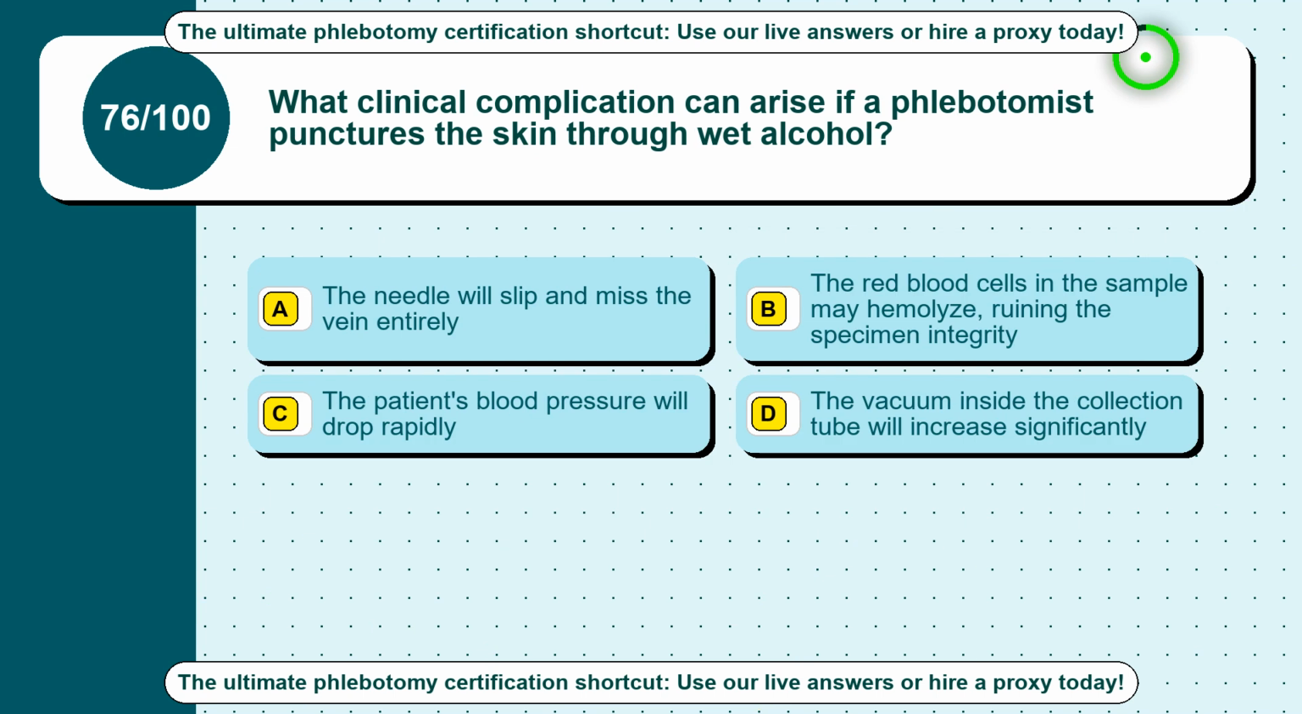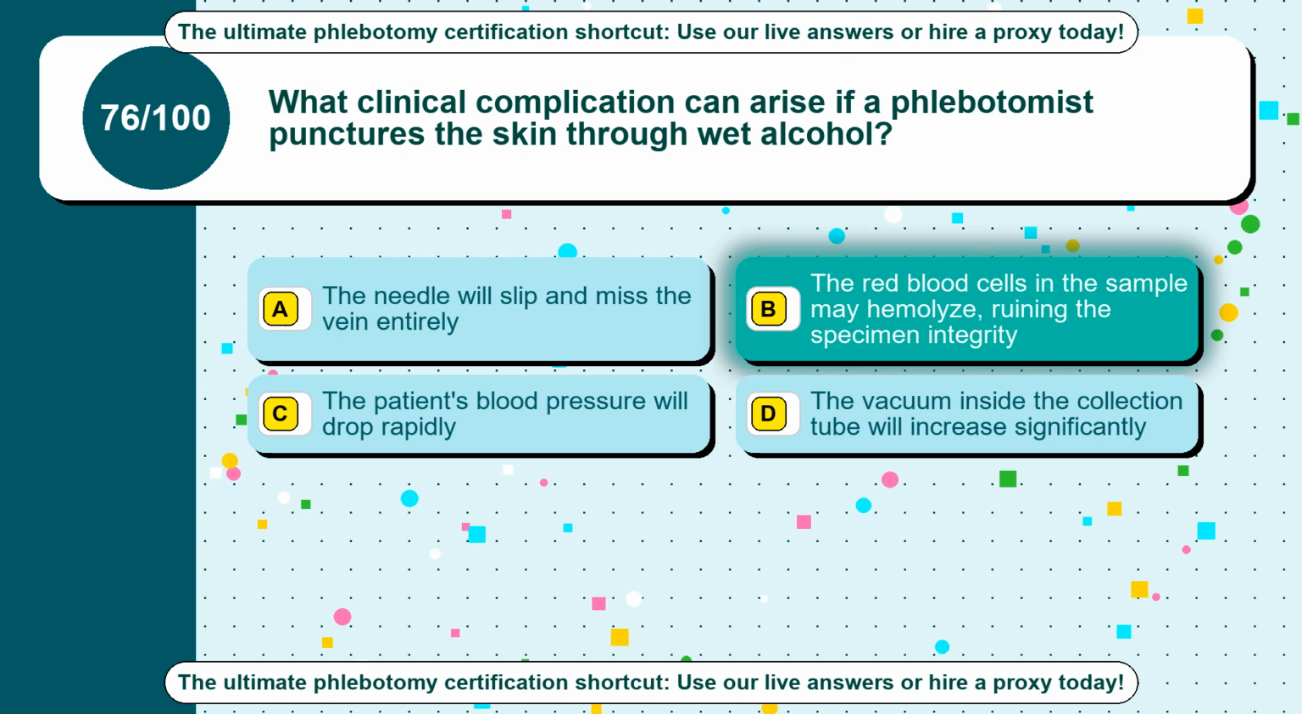Question 76. What clinical complication can arise if a phlebotomist punctures the skin through wet alcohol? Option A, the needle will slip and miss the vein entirely. Option B, the red blood cells in the sample may hemolyze, ruining the specimen integrity. Option C, the patient's blood pressure will drop rapidly. Option D, the vacuum inside the collection tube will increase significantly. The correct answer is option B, the red blood cells in the sample may hemolyze, ruining the specimen integrity.